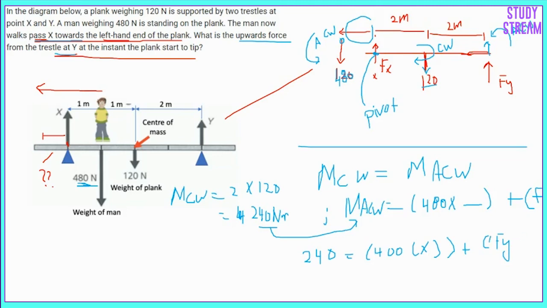So 4Fy, because we multiplied by the distance. Now we got this equation. It has two unknowns, so we cannot solve unless we find one of them. Now let's talk about the rest, which we said the sum of all forces, the upward forces and the downward forces, equal to 0. So now we need to define what are the upward forces and what are the downward forces.